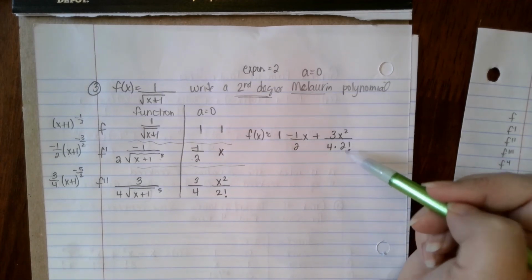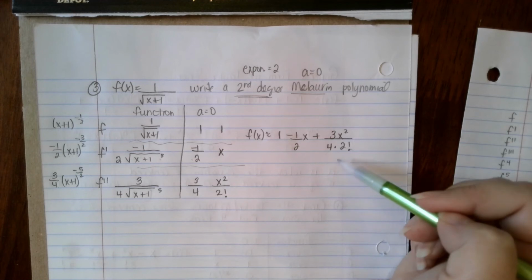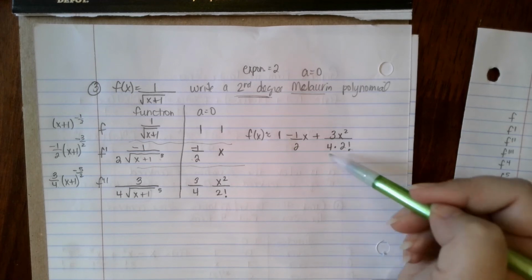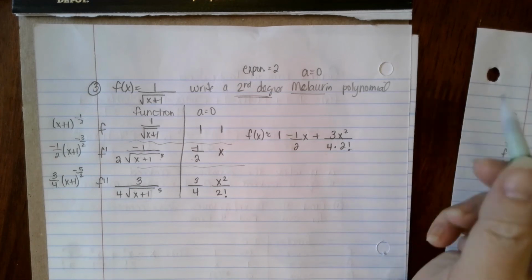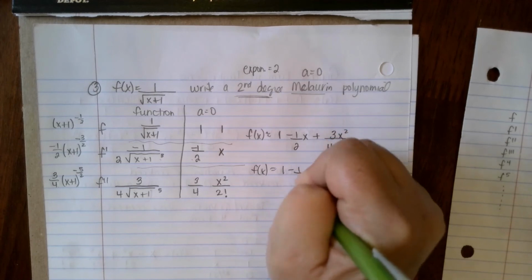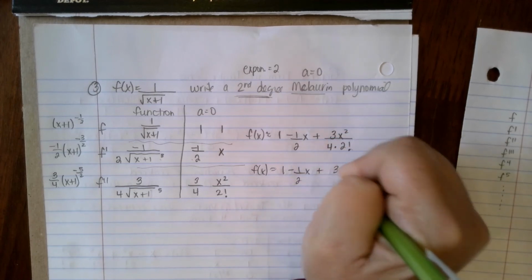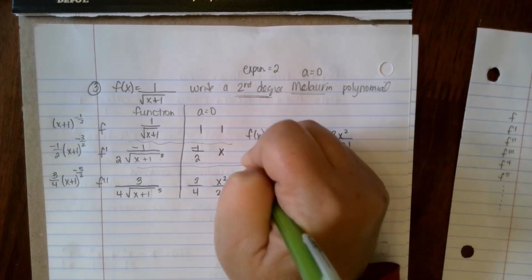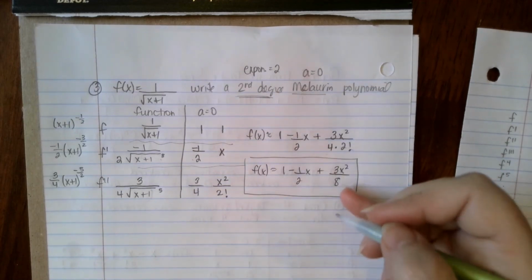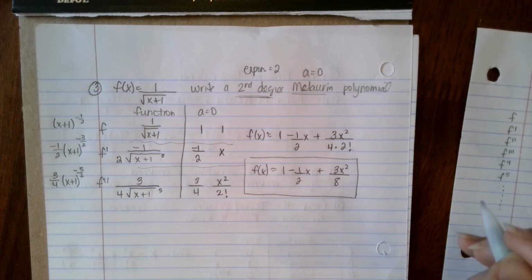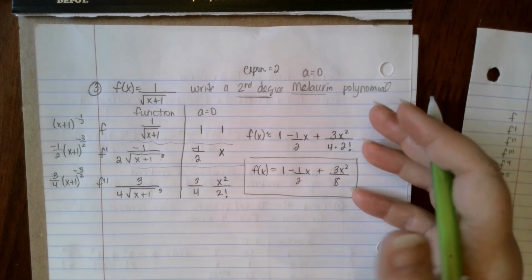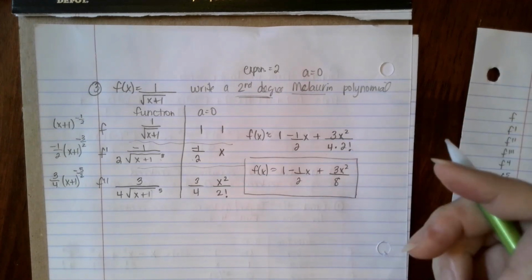Here's the deal. If this were a multiple choice, they might simplify this a little bit if they could. 2 factorial is 2 times 1. So really you're saying 4 times 2 times 1. So they could say that this is 1 minus 1/2 x plus 3x squared over 8. Okay, so if they were simplifying the problem, then that's what they could do. Now, do they always? No, but sometimes they do. If it were multiple choice, for sure they would.